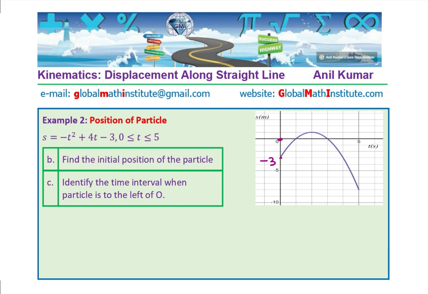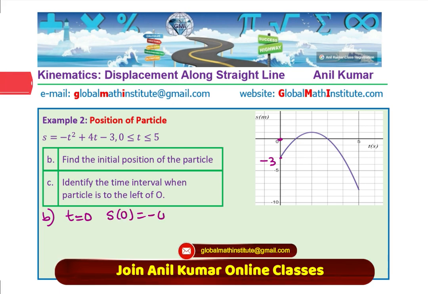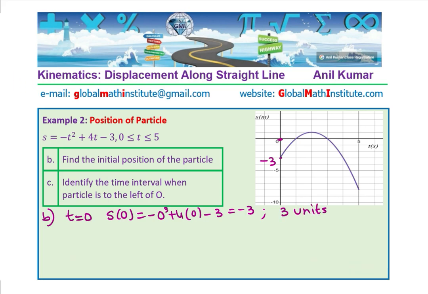Initial position means, we are answering B. What happens when t is equal to 0? So s of 0 is equal to minus 0 cubed plus 4 times 0, minus 3, which gives you a value of minus 3. So initially it is 3 units to the left of origin, right? So it is 3 units left. Units are meters for us, left of our reference point, which is the origin. So when we say position, then position is with reference to the origin.